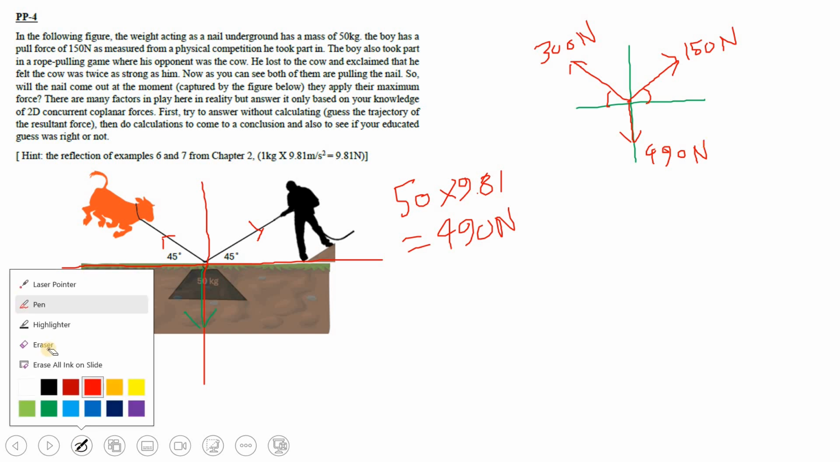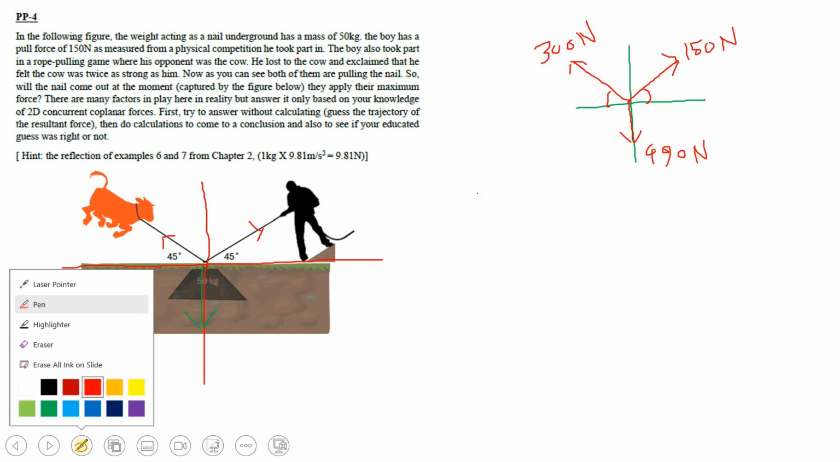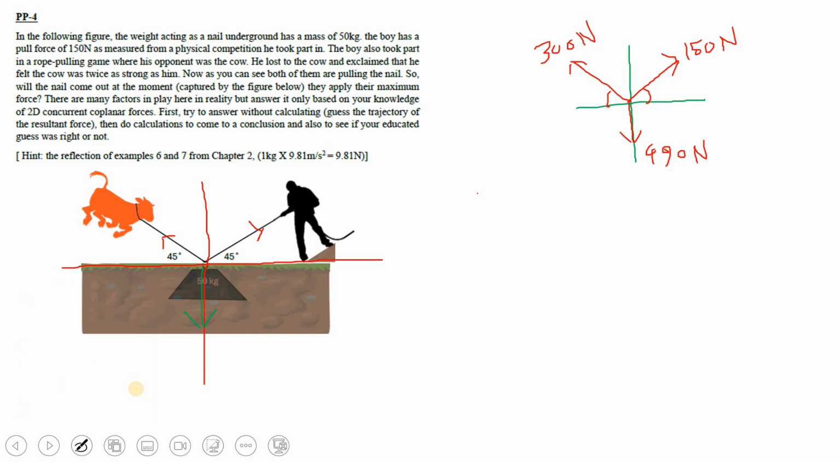Alright, let me just erase this information from here so we have a little more place that we can work with. Alright, now let me take another color. Maybe I'll take the yellow color to divide the components of the forces, the inclined forces.